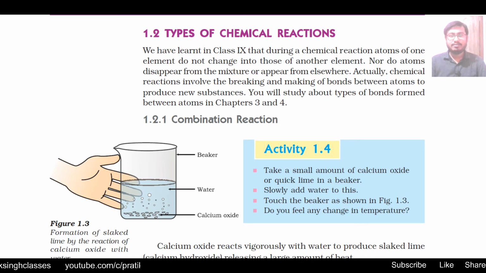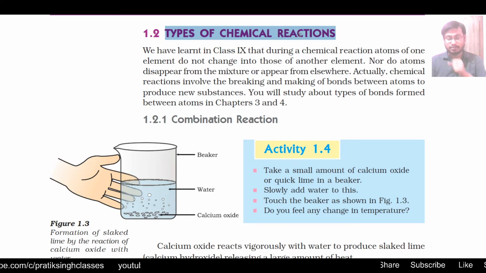Alright, in our previous class we have studied how to write a chemical equation, a chemical reaction, and how to balance it. Now we will start from section 1.2, types of chemical reactions. This is the second video of standard 10 science.